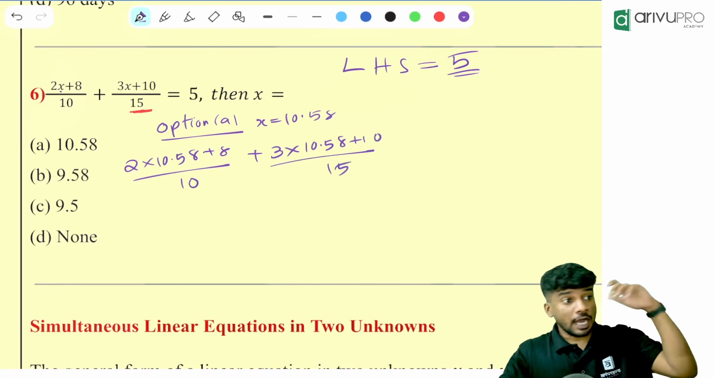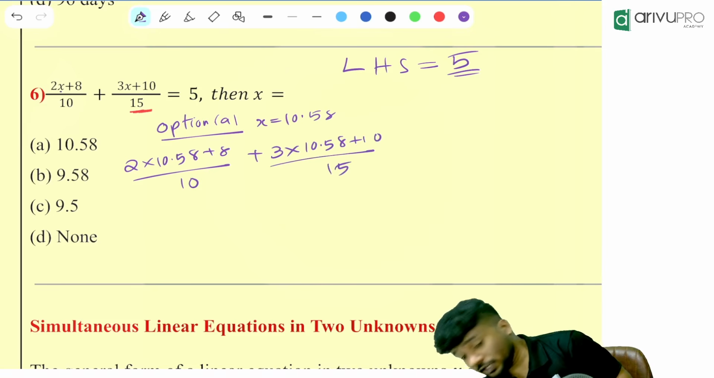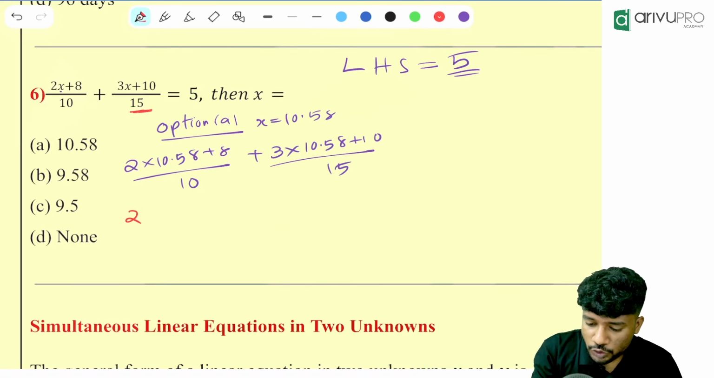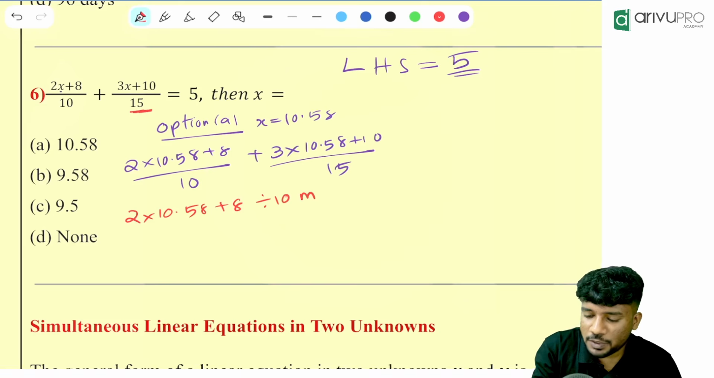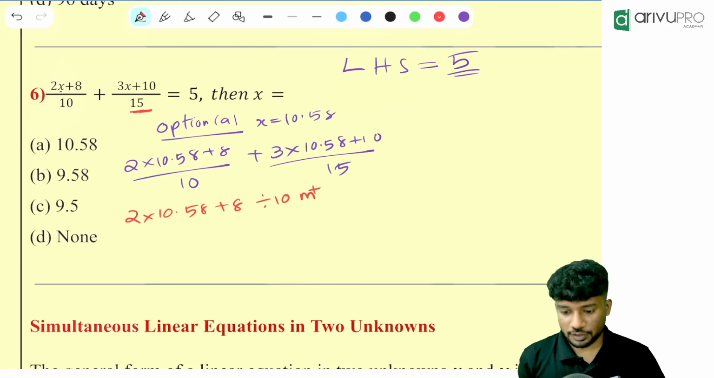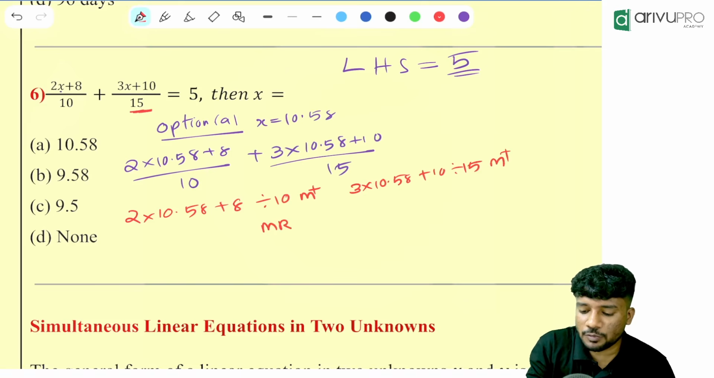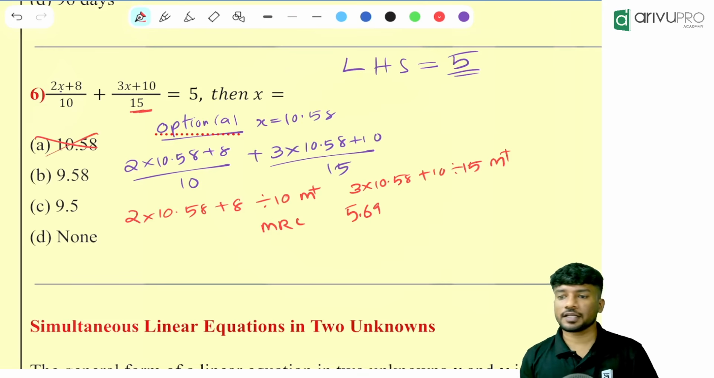We need to check. How to check in the calculator? Take your calculator. 2 into, clear the memory also, 2 into 10.58 plus 8 divide by 10. Click M plus button. Okay. 3 into 10.58 plus 10 divide by 15. Click M plus button, then MRC. How much are you getting? 5.69. That means option A is wrong. Everyone got it as option A is wrong.